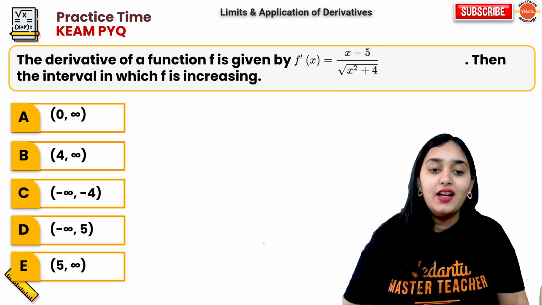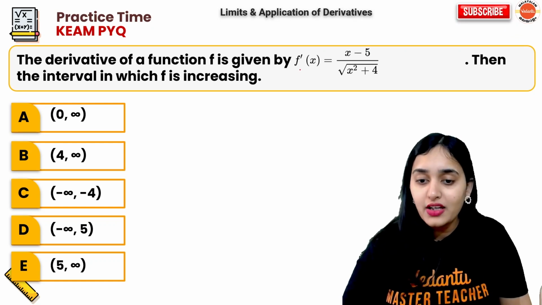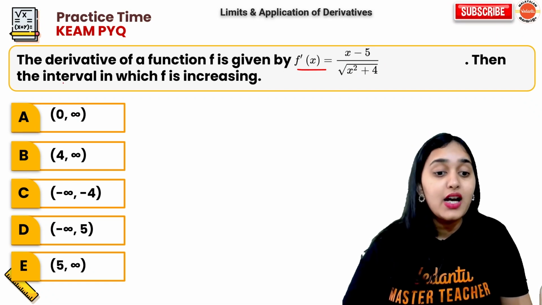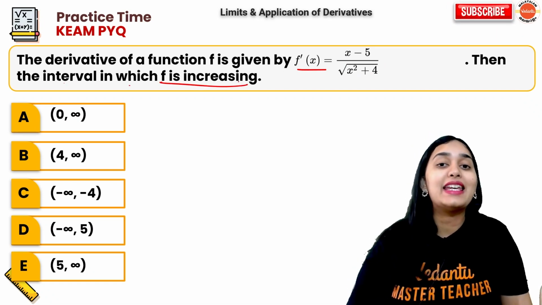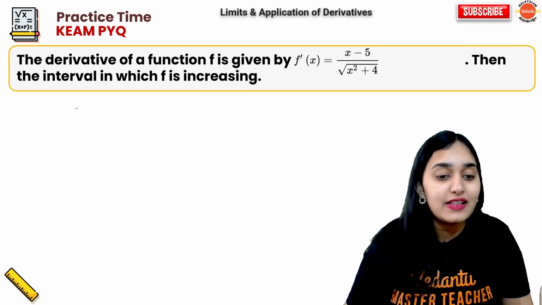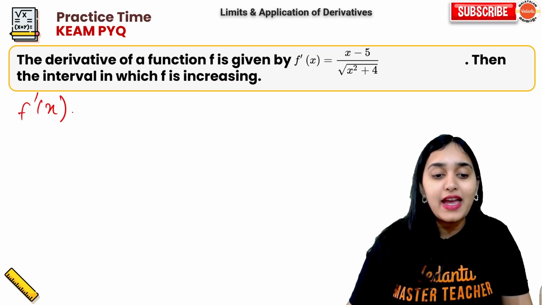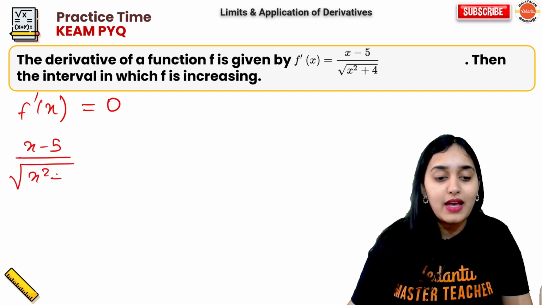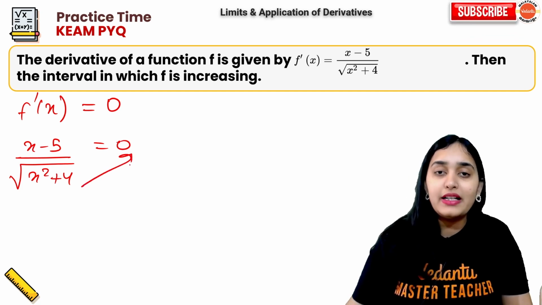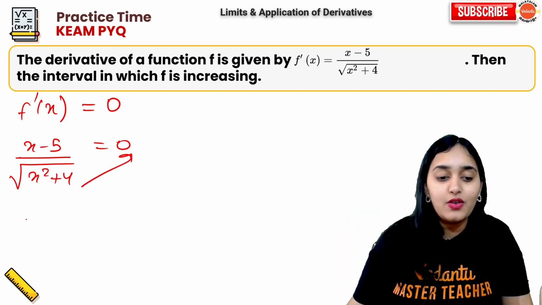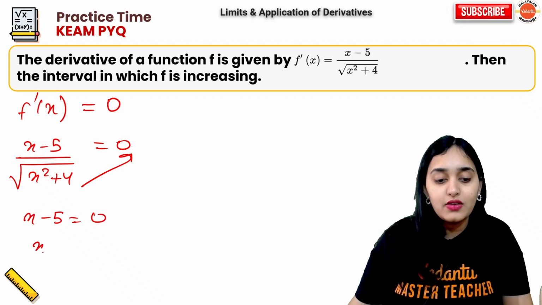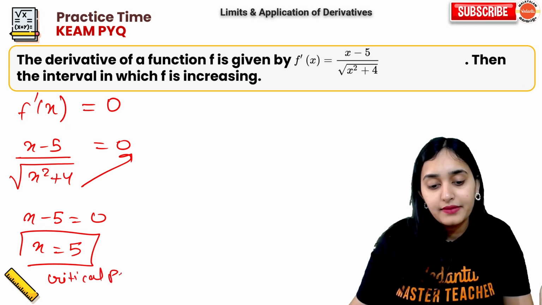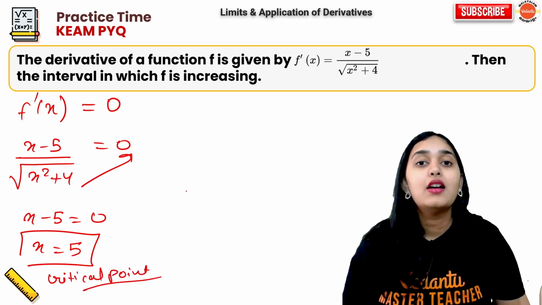Okay. Next, the derivative of the function is given by f dash of x is x minus 5 upon root over x square plus 5. Then the interval in which f is increasing. How to find out increasing, decreasing function? Put f dash of x equals to 0. So x minus 5 upon root over x square plus 4 is 0. So denominator goes to right hand side, becomes 0. So x minus 5 is 0. So x is 5. This is my critical point.